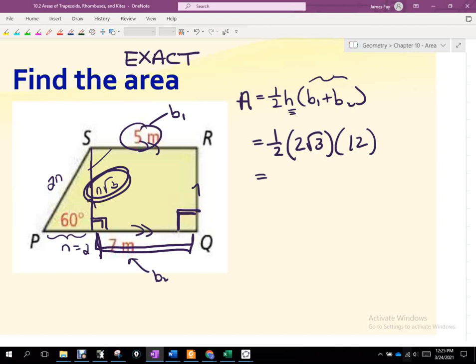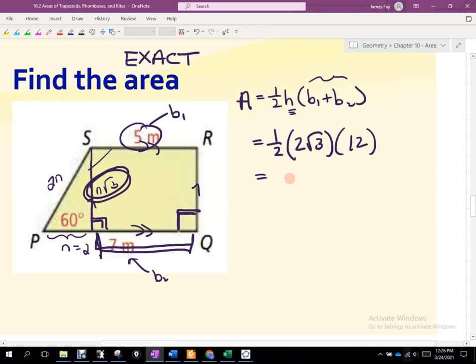Is 1/2 a number? Yeah, it is. Is 2 radical 3 a number? It's a product of 2 numbers, isn't it? Okay, when I write it this way, that's the product of the number 2 and the product of radical 3. And then 12 is a number. So there's actually 4 numbers here being multiplied together, right? Does that make sense to everybody?